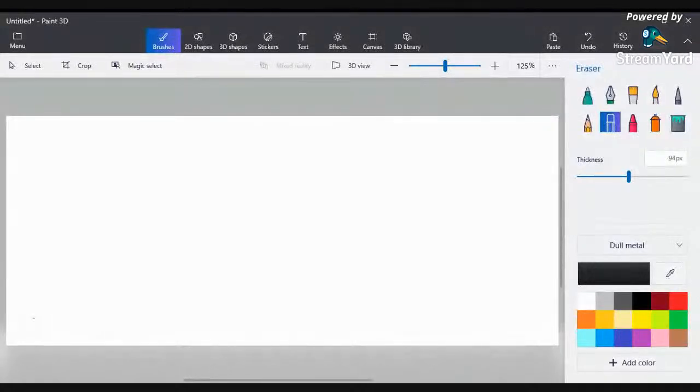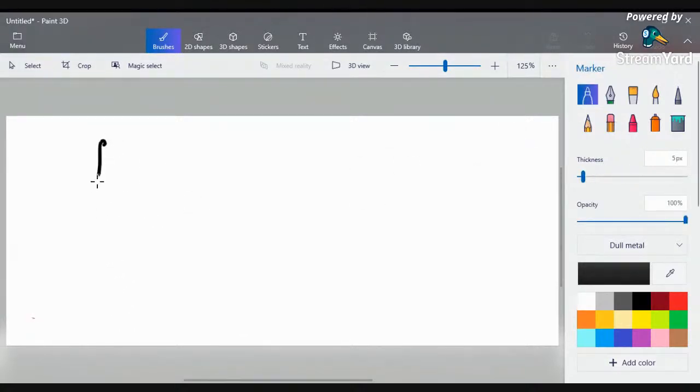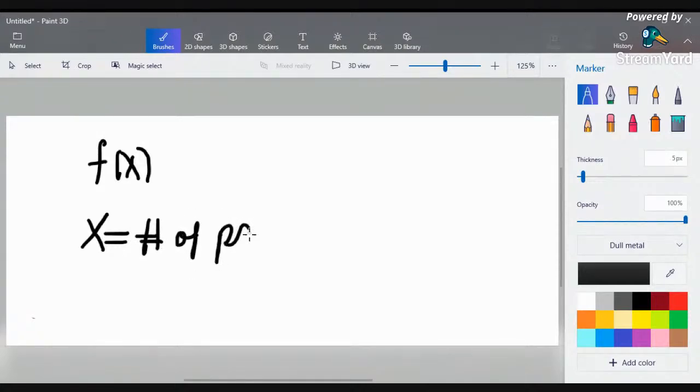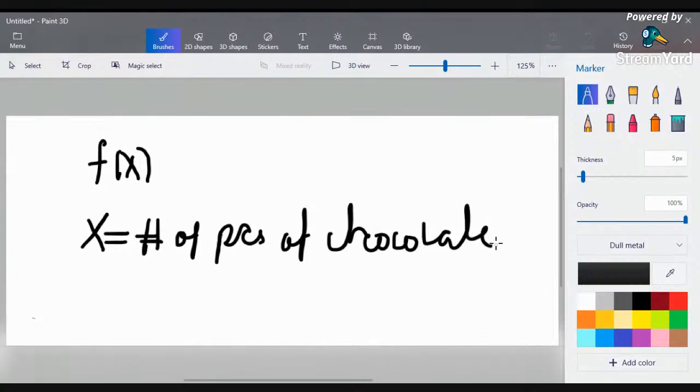Okay, our given is 12 pesos per piece. Okay, so the function of x, where x is the number of pieces of Cadbury bar, or chocolate only. Chocolate. It's hard, I'm using a mouse. Okay. Number of pieces of chocolate.